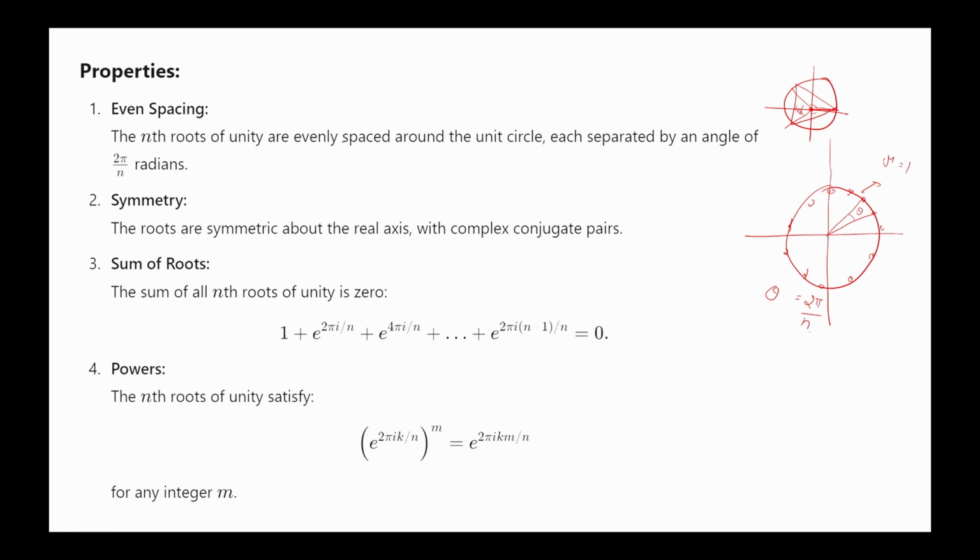The nth roots of unity are evenly spaced around the unit circle, each separated by an angle of 2 pi by n radians. Apart from that, the sum of roots is going to be equal to 0, and when each root is taken to the power m, this would give us e to the power 2 pi i m k by n. Simply, all the properties that we studied earlier for Euler's theorem can be applied here.